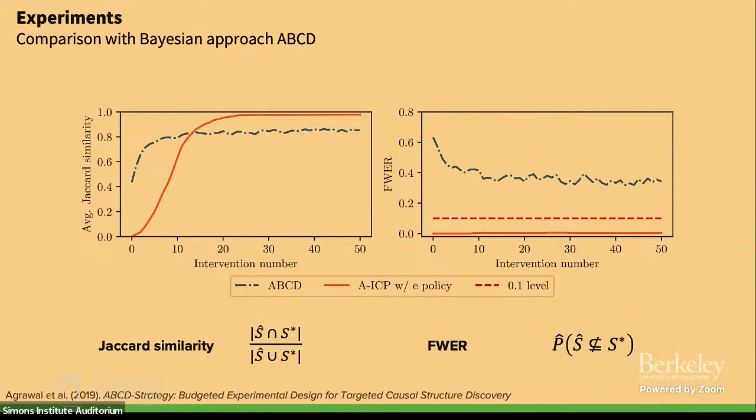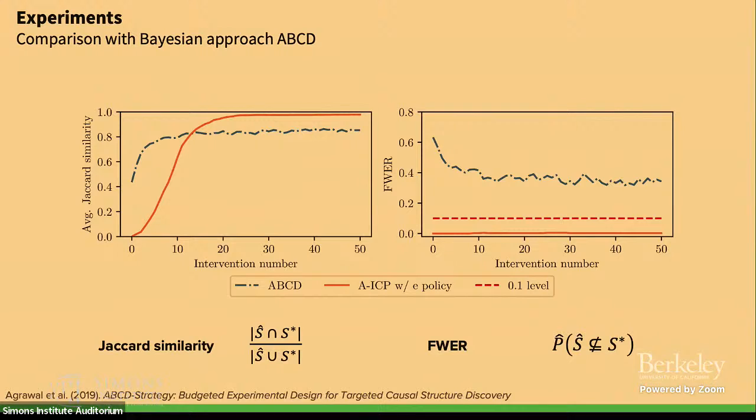Then finally, one comparison with the competing methods. So it's the Bayesian approach ABCD. And maybe at the outset, I should say, these methods are not perfectly comparable because they have different strengths and weaknesses in different settings. For instance, ABCD would require a large observational sample, but then the following samples, the interventional ones, could be quite small. It could be as small as 1 observation per experiment.